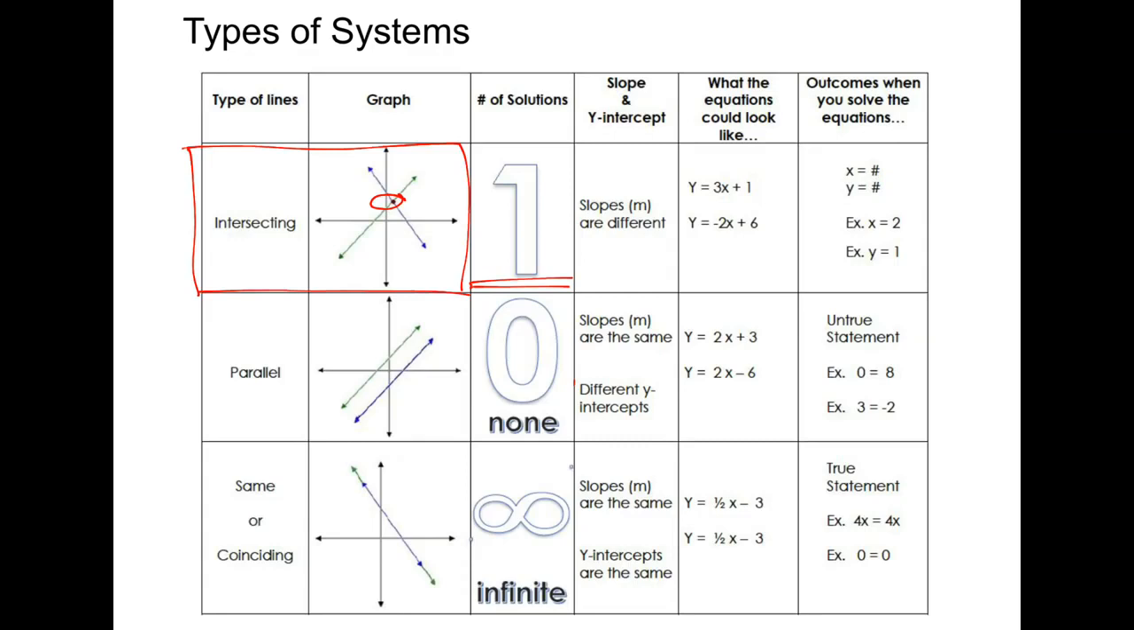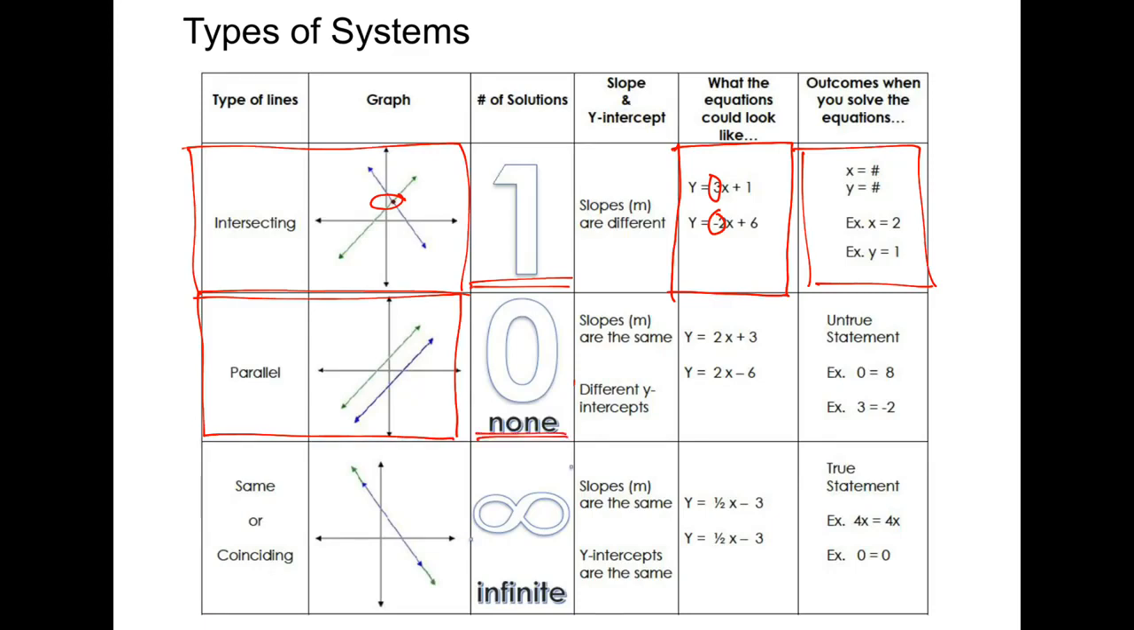When we solve these algebraically, we're going to get x equals some number and y equals some number. And the equations will look like this. They will not have the same slope. They might have the same y-intercept, but as long as they have different slopes, they will eventually intersect at one point. The second type are parallel lines that never ever meet by definition. Therefore, how many shared points can they possibly have? None. So these systems have no solution.